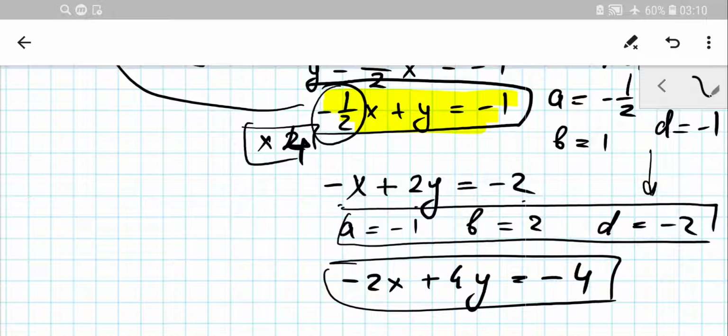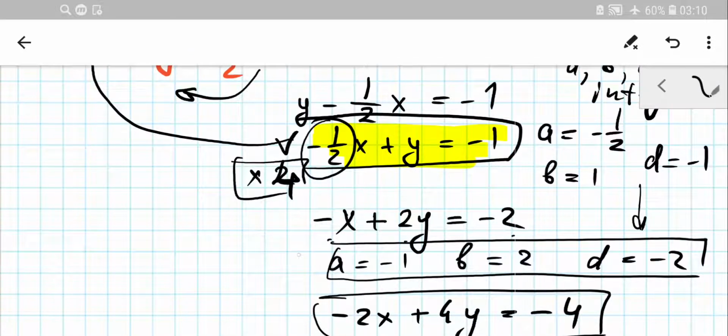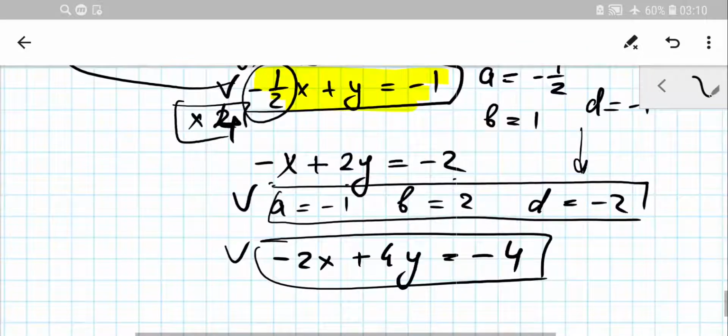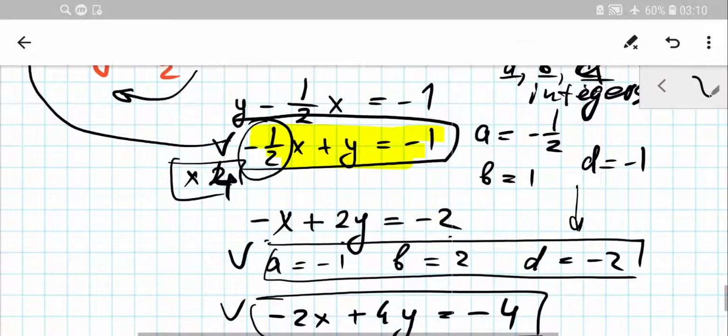So this one and this one and any other are correct, because there are infinite ways to get the general form for your line. But be careful about assignments. Probably a, b, and d should be integers. In this case, of course, the earlier form won't work because you have negative 1 over 2 for a, and this is a fractional number. It's not an integer. So read carefully and you'll see what exactly you need to do.